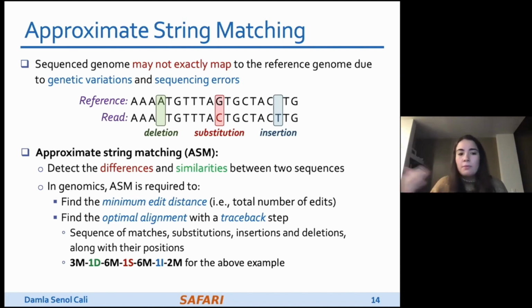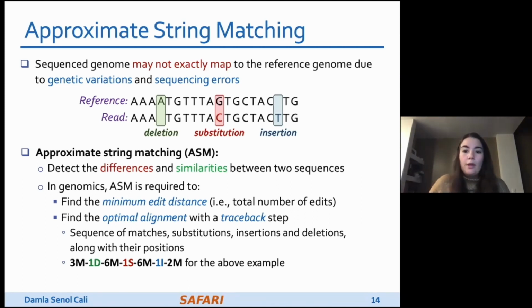So we need to do this additional step to come up with this output. And this is revealing the location of each edit, as I said, and the type of each edit, which you should expect in the alignment, in the optimal alignment.